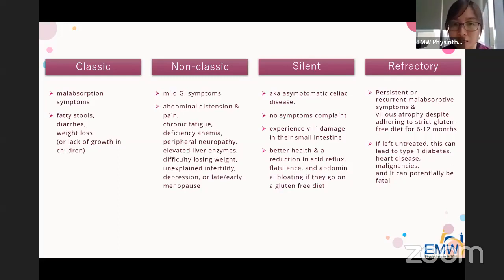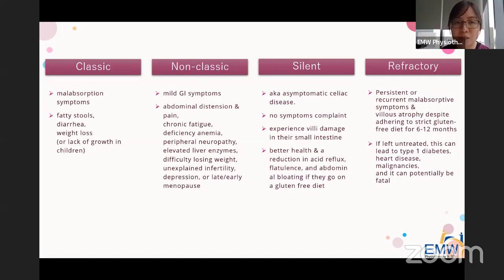The last is refractory celiac disease. This is probably the most severe form, where there are persistent and recurrent malabsorption symptoms and villous atrophy, damage to the small intestine, despite a strict gluten-free diet for the past 6 to 12 months. That means even with a strict gluten-free diet, you are not able to see obvious improvement nor a reduction in the discomfort symptoms. If left untreated, this is dangerous as it can lead to other complications, cardiovascular problems, and is potentially fatal.